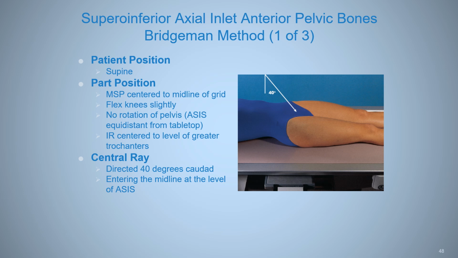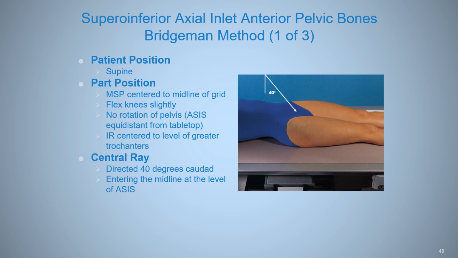This one features, regardless of whether they're male or female biologically, a 40-degree caudal angle and that enters at the level of the intersection of the ASIS and the mid-sagittal plane. So you draw a transverse plane from the left to the right ASIS, and as that intersects the mid-sagittal plane, that's where you're directing your central ray. Okay. Again, you want the pelvis in a true AP supine type alignment, so no rotation, no obliquity. Don't let them favor one side or the other.